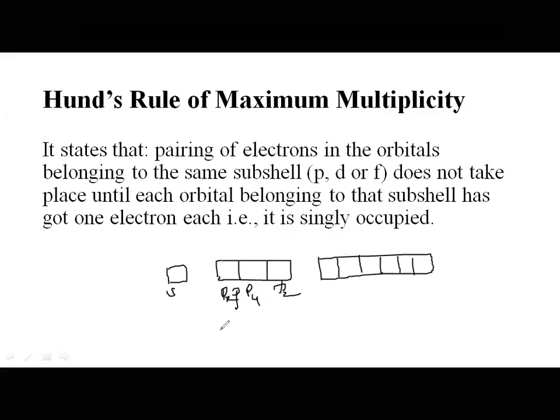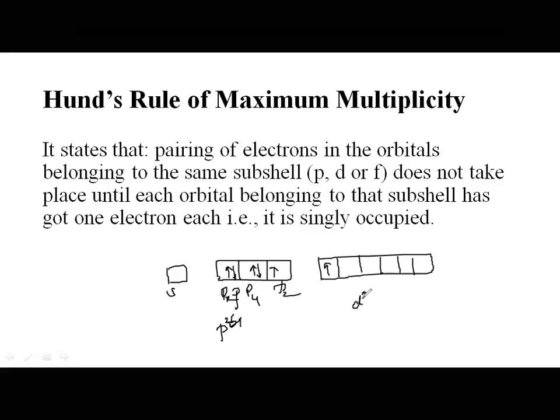So if I say there are two electrons in the p orbital, then I cannot write it like this. How do I need to write it? First I have to fill the electrons here, then here. If it is 3, I'll write it here. If it is 4, after filling the 3, I will use this one. If it is 5, first I'll fill all three orbitals, then I will go for pairing. So it says pairing of the orbitals does not take place until all the orbitals are half occupied.